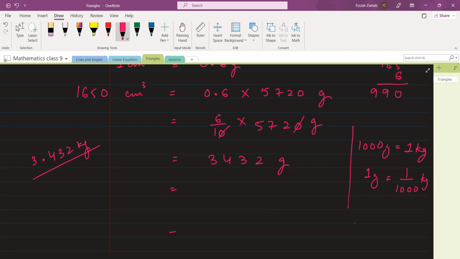Now this gram you are going to substitute. You are going to make this into kg. So 3432. Now this gram can be written as 1/1000 kg, right? As you can see here in the conversion. And then you put decimal. So it becomes 3.432 kg. That's the answer.